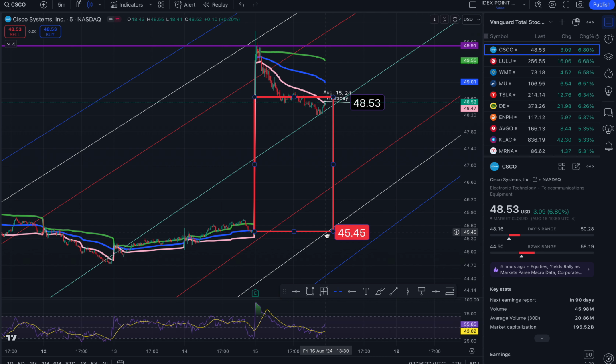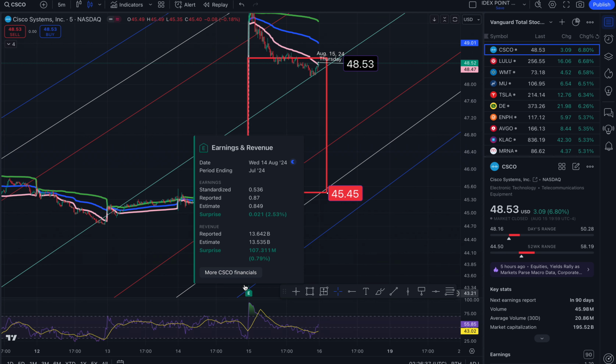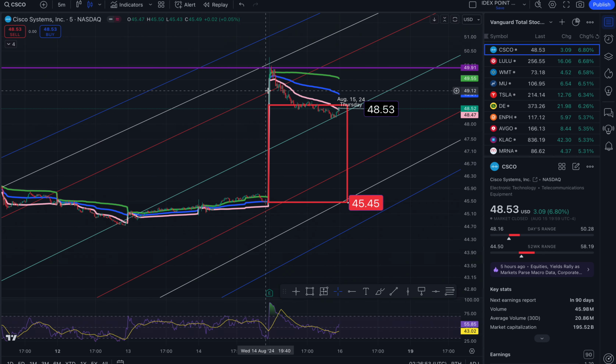46.37, 45.45 will close out that gap, and 44.45. We ran off of earnings today. The reported earnings was $13.642 billion. The estimate on the street, $13.535 billion. So we gapped up, but I do not expect us to stay up there. People will be taking their profits, and they already did up here.